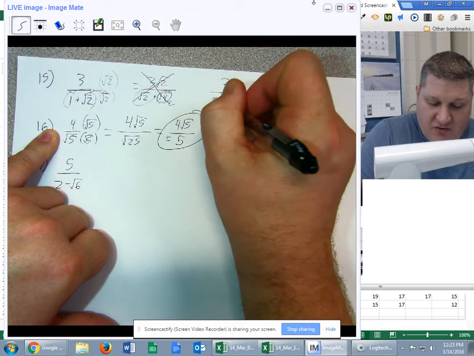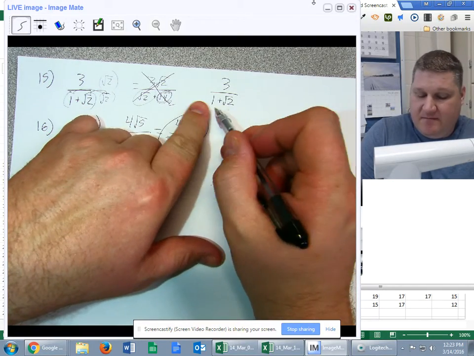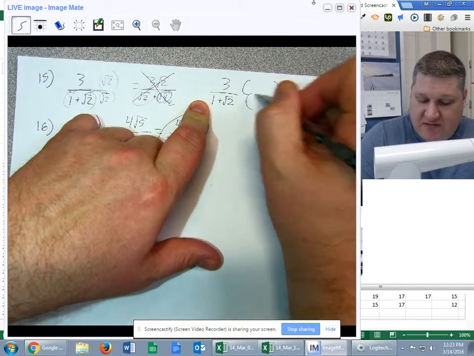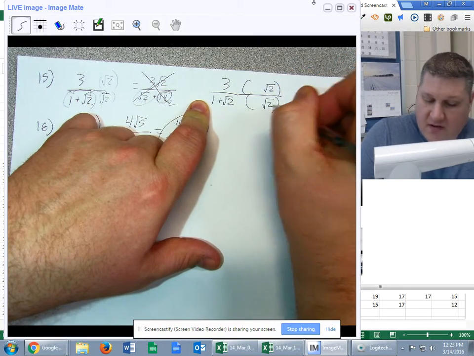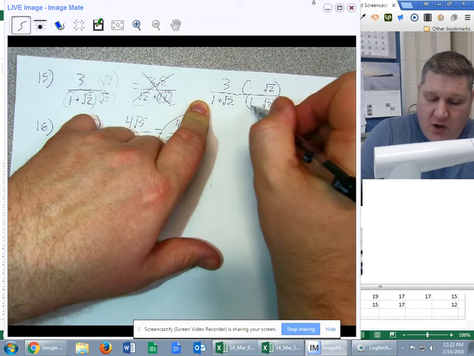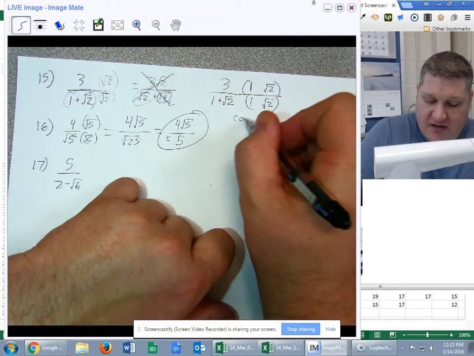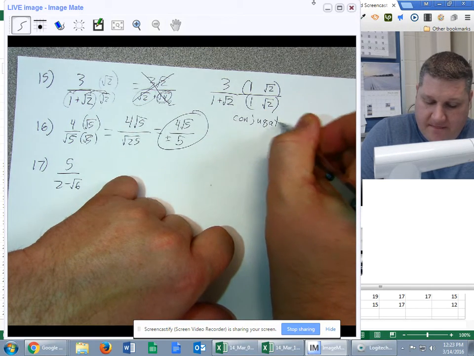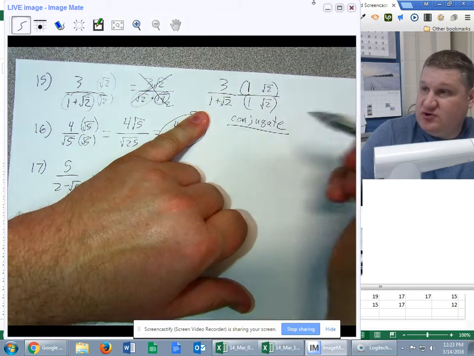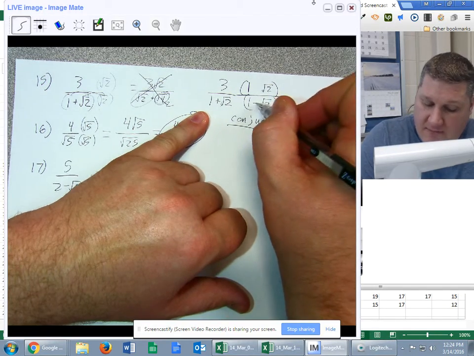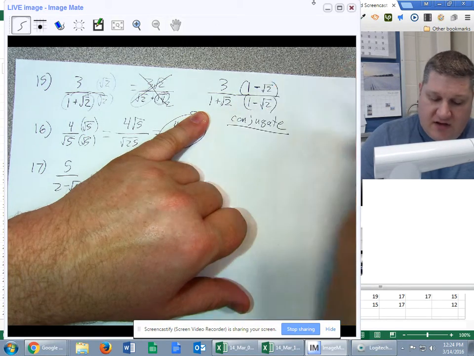Here's what you have to do if you have a root with a plus or minus in the bottom. You're going to multiply just like we did last time. And it's going to involve a root 2, but it's also going to involve the 1. Here's how it works. It's called the conjugate. And instead of 1 plus root 2, you're going to multiply by 1 minus root 2. But if I do it on the bottom, I must do it to the top.